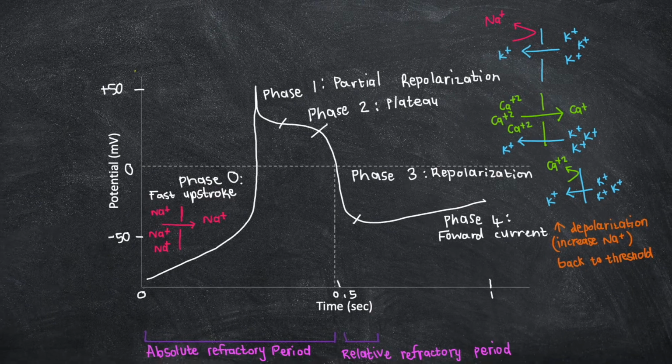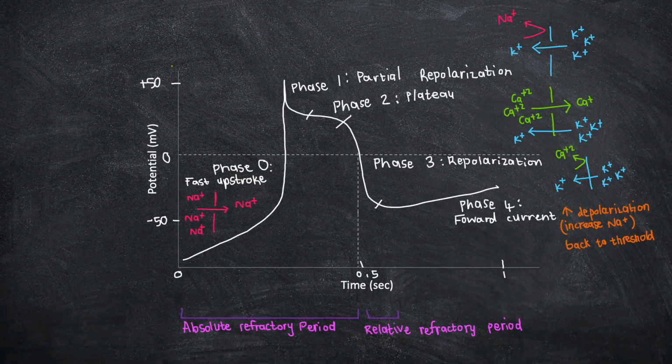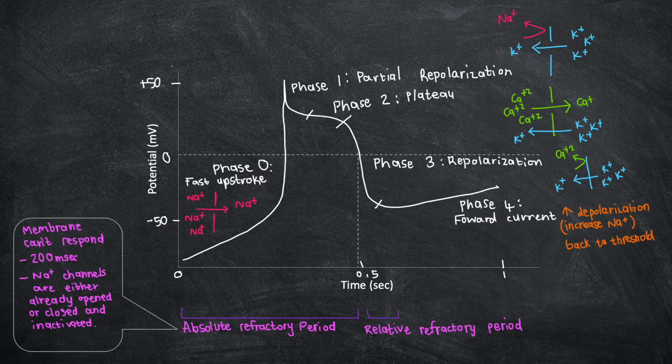So what I didn't mention in the video about congestive heart failure is the refractory periods. The absolute refractory period happens in around about this area. So it's larger than the relative refractory period, and it happens before the relative. The absolute refractory period is when the membrane can't respond at all to any external stimuli because the sodium channels are either already open or closed and inactivated.